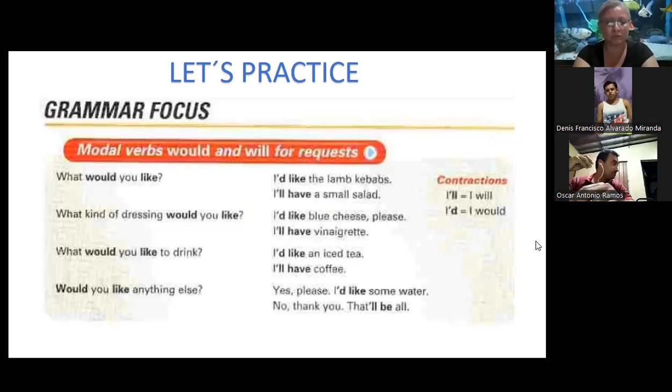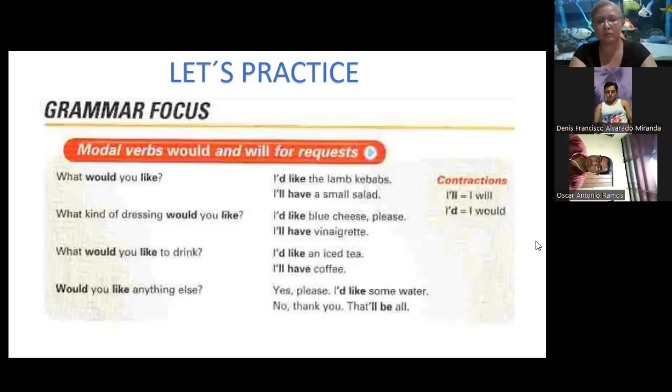Y en el caso del would es diferente, porque es un apóstrofe y la D, ¿verdad? Entonces, I liked the lamb kebabs. Y también el contexto nos ayuda para identificar que es una contraction. I like the kebabs. Entonces, la primera sería identificarlo por esa diferencia que con inglés, el have, I'll have, o I'd like. Entonces, hace como una pausa.